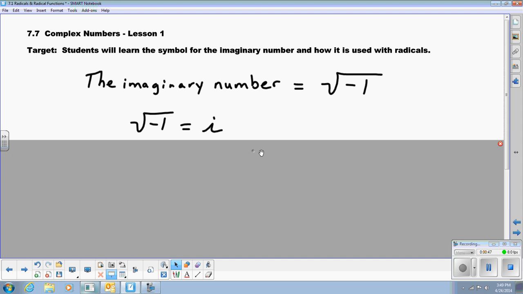And what has it allowed us to do? It's allowed us to do more work with radicals that have negatives on the inside, especially radicals that are square roots. So let me show you. There are some patterns with i, and I would like for you to write this down as I show the video to you. So here's what we have.